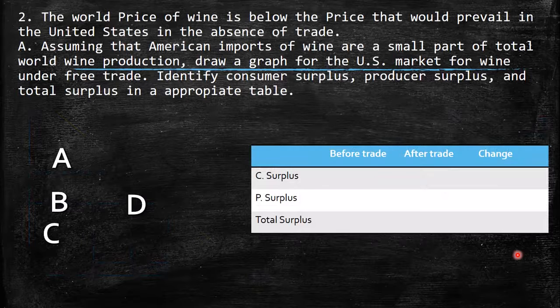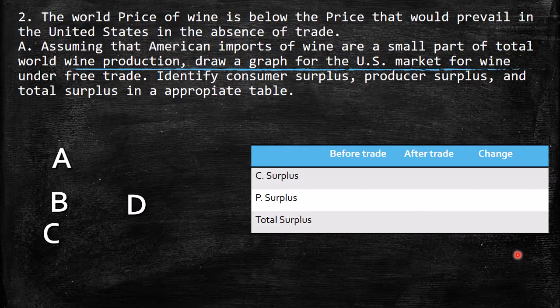Okay, the second point says the world price of wine is below the price that will prevail in the United States in the absence of trade. So it's again the same condition as before, because given the price, which in this case is the price of wine, is below the price that will prevail in the United States in the absence of trade. Okay, so the world price is below. So in this case, the country is going to be an importer because the price is lower than the original, or before trade.